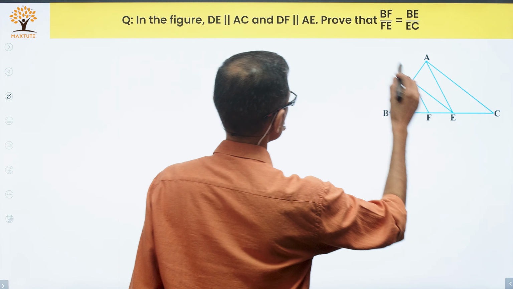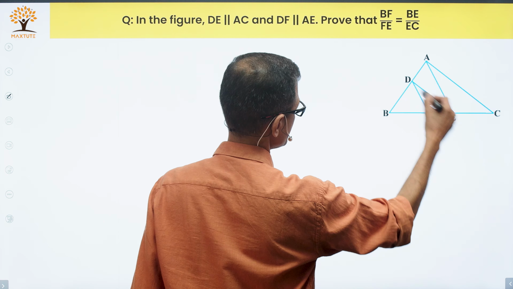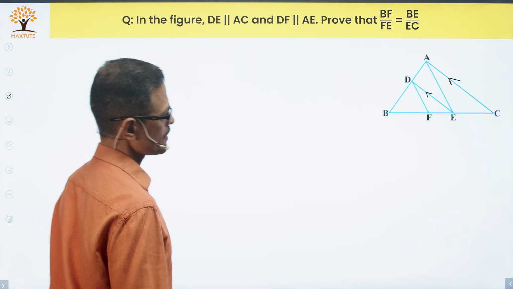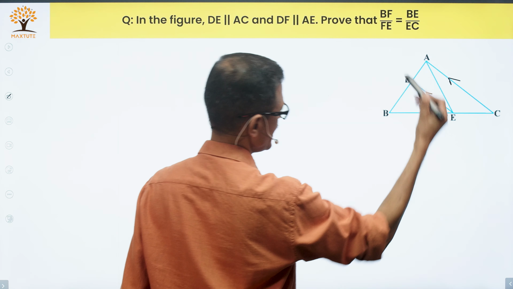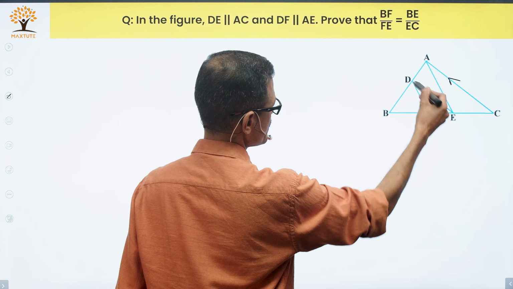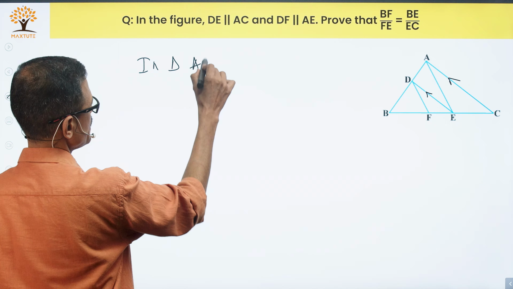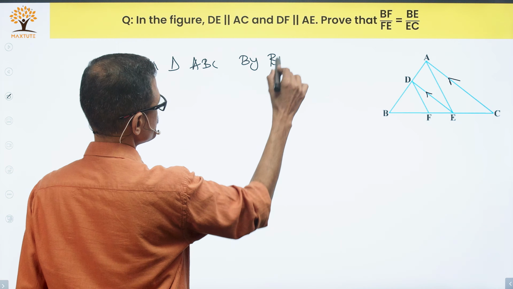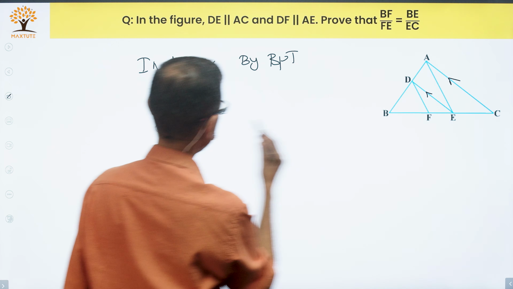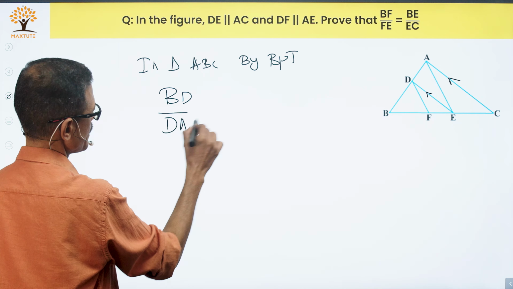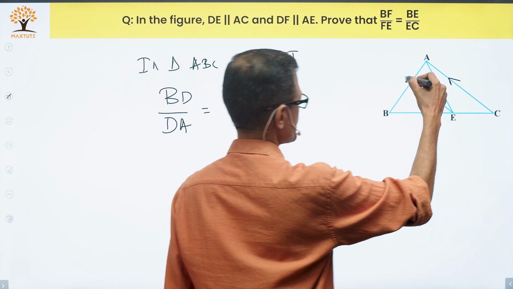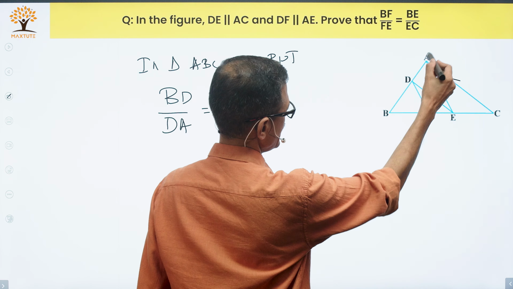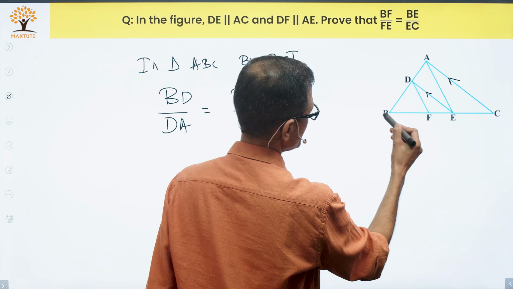Which two lines are parallel? DE and AC are parallel. In triangle ABC, there is a line DE which is parallel to side AC and cuts the two sides AB and BC at D and E. By the basic proportionality theorem, in triangle ABC, we can say that BD by DA is equal to BE by EC.